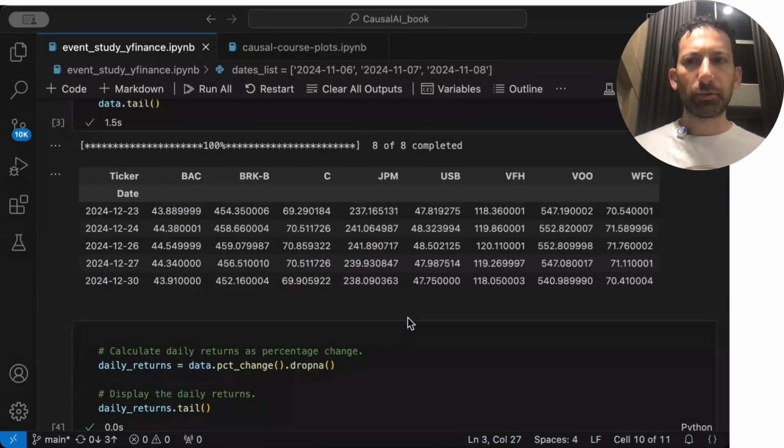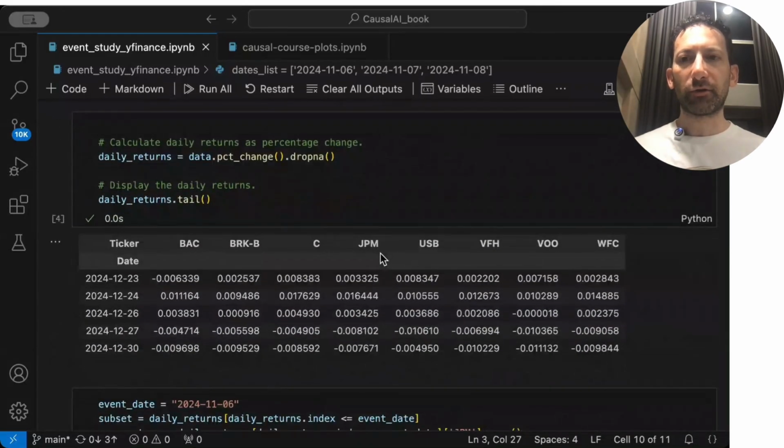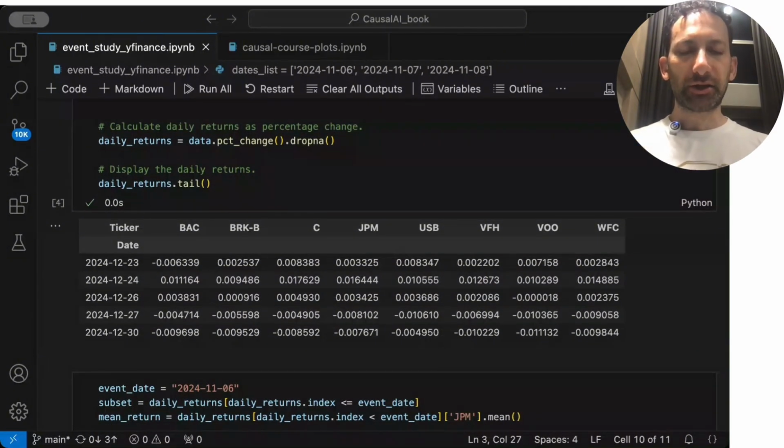So you can see it just pulls in the prices, with dates going down the rows, and then the columns, each one of these are the stock prices for those companies. And we can quickly convert those prices into a percent change. So now we have a data frame of daily percent changes for each of these banking stocks, plus the ETFs for the S&P 500 and the financial services industry.